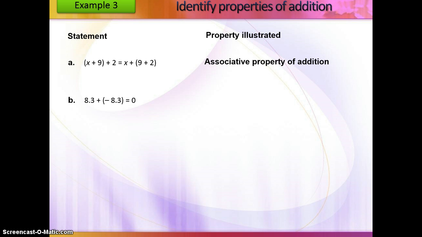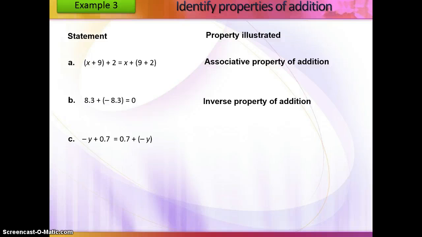Example B, 8.3 plus negative 8.3 equals 0. This is the inverse property of addition. When adding two numbers of the same absolute value, such that each term is of a different sign, the result is 0. They cancel each other out.